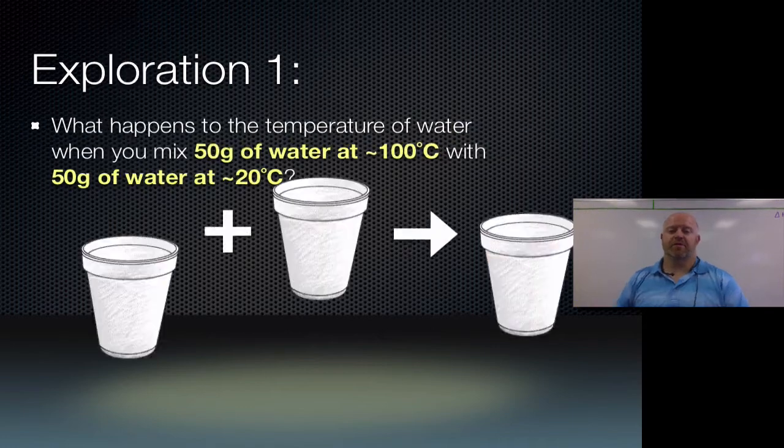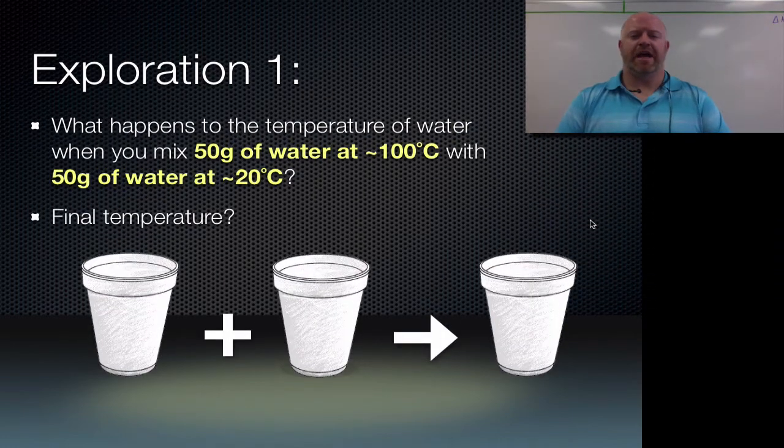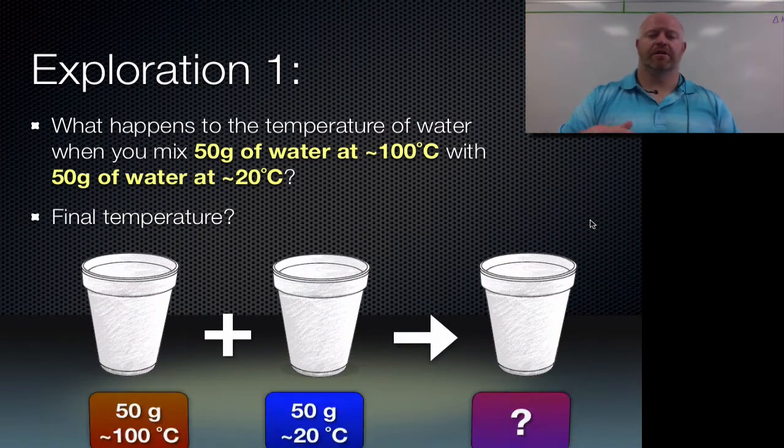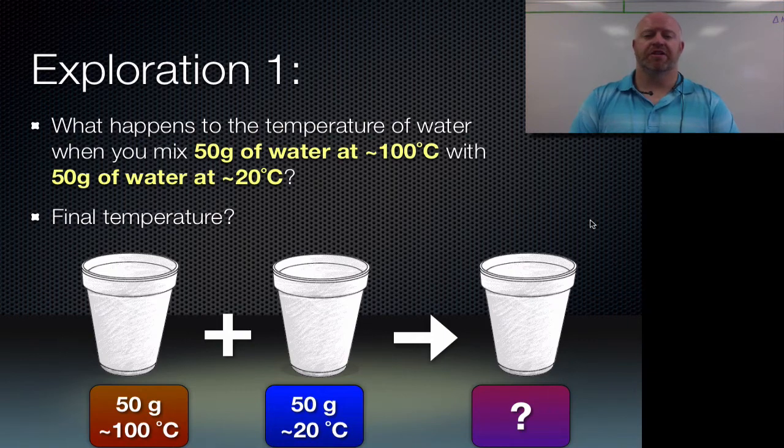So, exploration number one. If we have 50 grams of water at 100 degrees Celsius with 50 grams of water at 20 degrees Celsius, if I mix the two together, what should the overall endpoint be? Okay, so assuming we have distilled water and we have 50 grams of each, 100 degrees, 20 degrees, the midway point between those two things is 60. So most students answer, hey, this is 60, and they're pretty confident with that, which would make sense according to the Zeroth Law and the second law of thermodynamics.